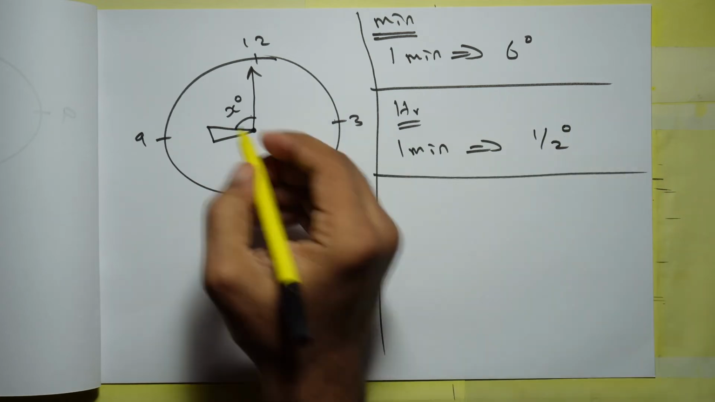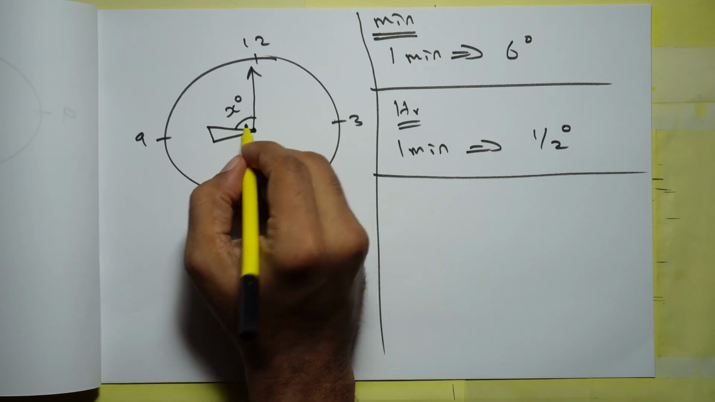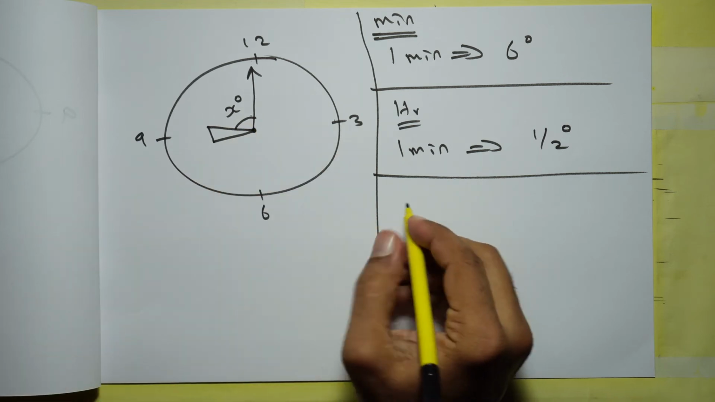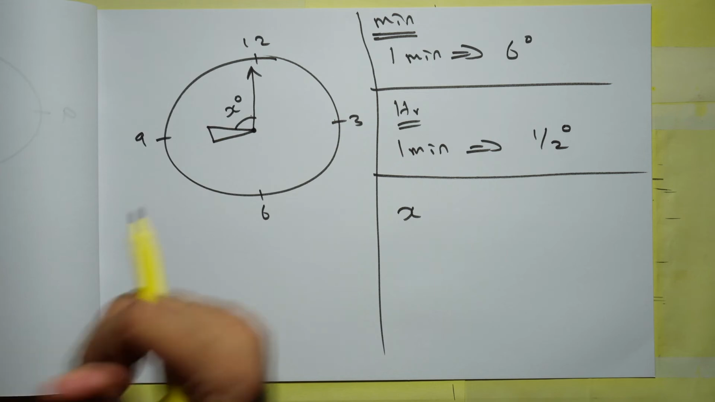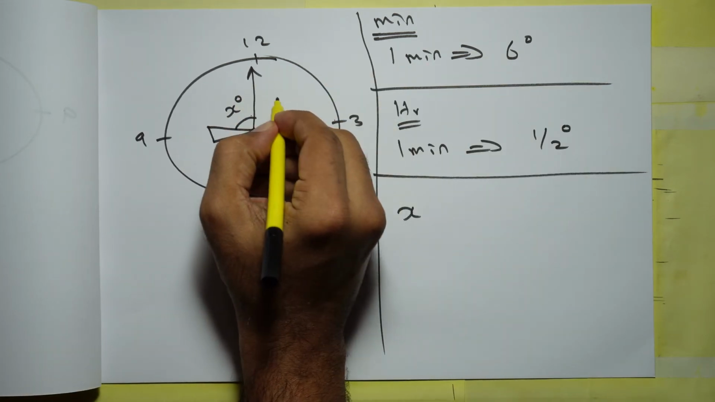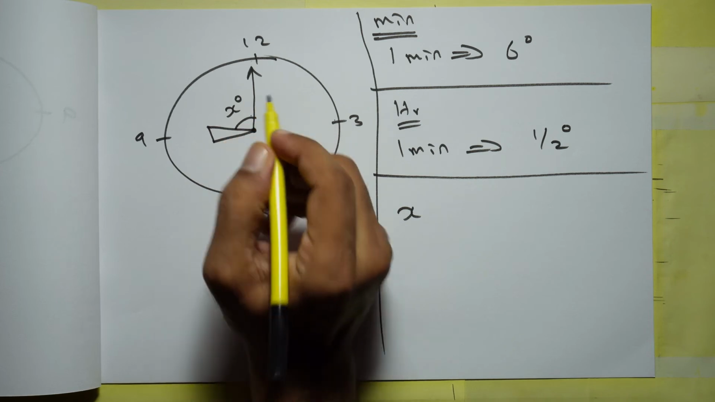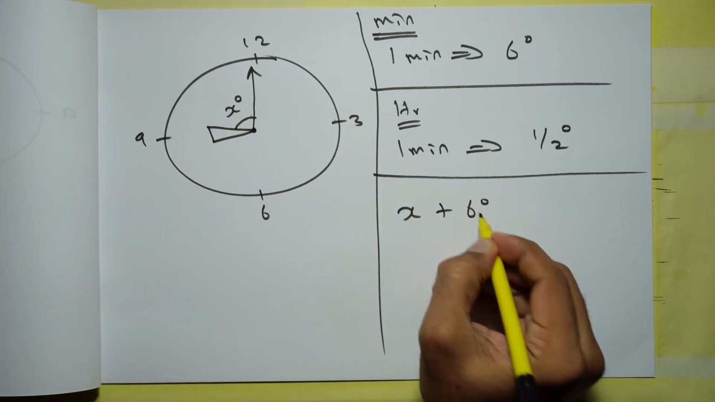Now, right now the angle between the hour hand and minute hand is x. What will be the angle after 1 minute? If you look at the minute hand alone, every minute it will move 6 degrees, and you can see that it is moving in the clockwise direction. So it is increasing the angle. The minute hand will increase the angle by 6 degrees.